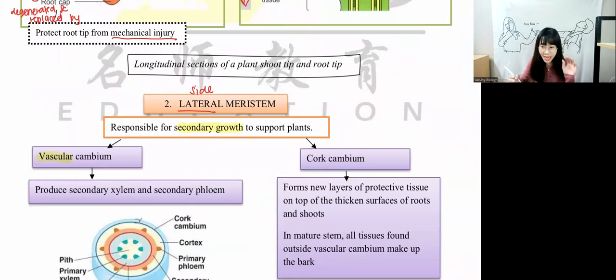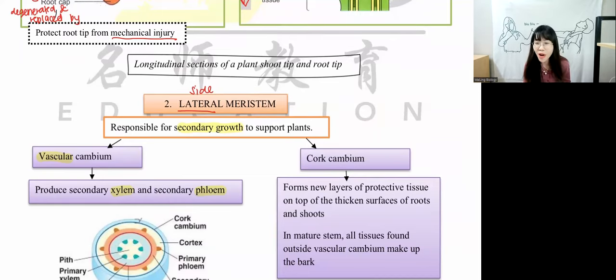Vascular means what? Anything related to vascular. We have to remember, vascular refers to xylem and phloem. Okay, vascular refers to xylem and phloem. Can you guys tell me what is the function of xylem? What is the function of xylem, guys? Xylem transport. Very good. Transport water and mineral. Correct. Transport water and mineral from the roots to all parts of plant.